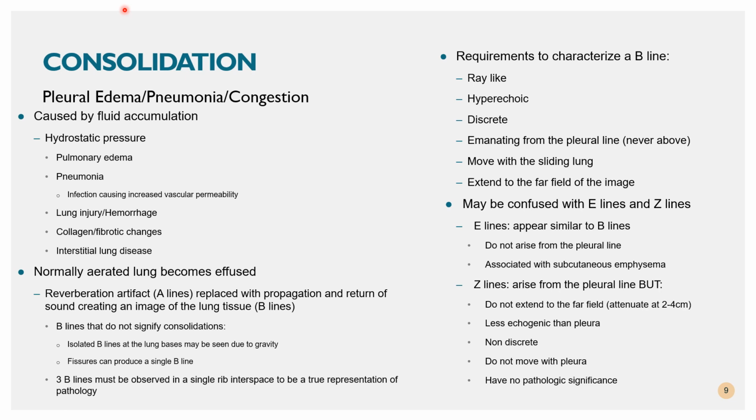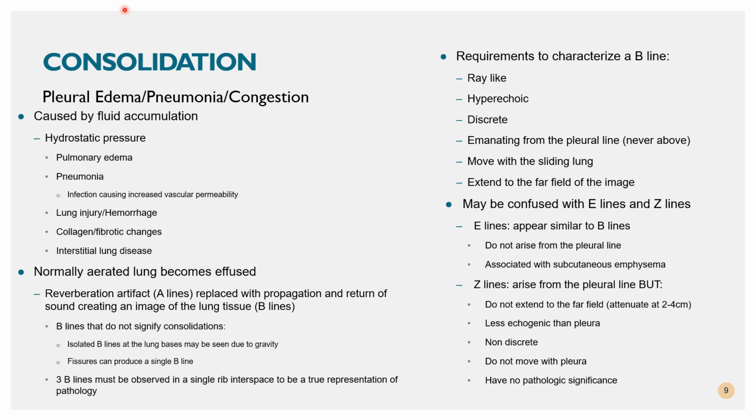Now, pneumonia is going to be that infective process that's causing an increased vascular permeability, which will lead to effusion of fluid into the lung. We can also find consolidations due to lung injury or hemorrhage, where blood is accumulating within the lung, creating fluid there. And then it could be due to collagen or fibrotic changes in interstitial lung disease. So normally aerated lung becomes effused.